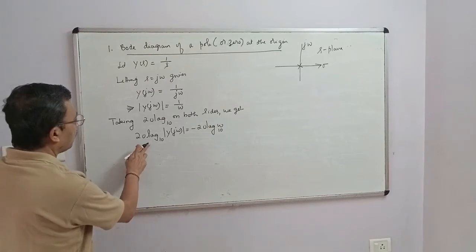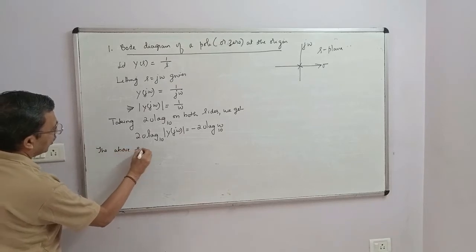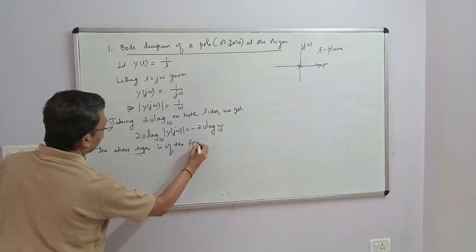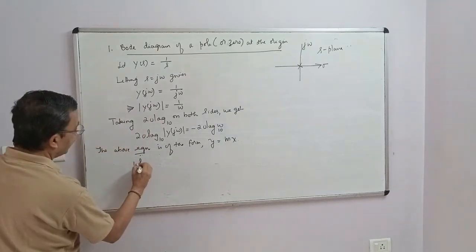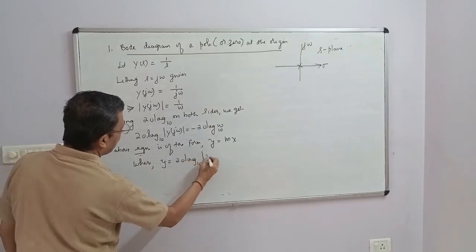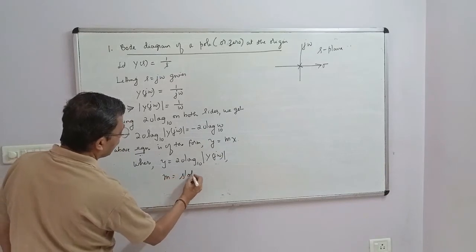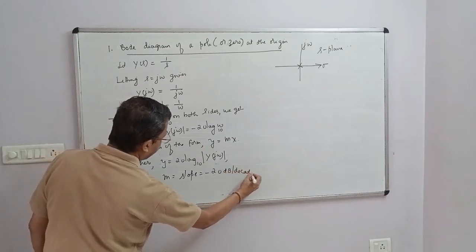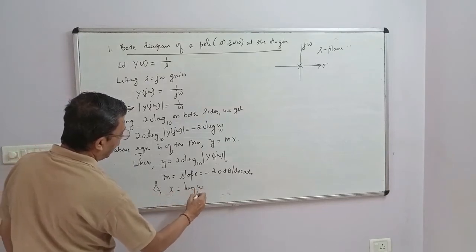Now I am going to plot this magnitude diagram. Say the above equation is of the form y is equal to mx, where y is equal to 20 log to base 10 magnitude of y of j omega, m is equal to slope is equal to minus 20 decibels per decade, and x is equal to log omega to base 10.